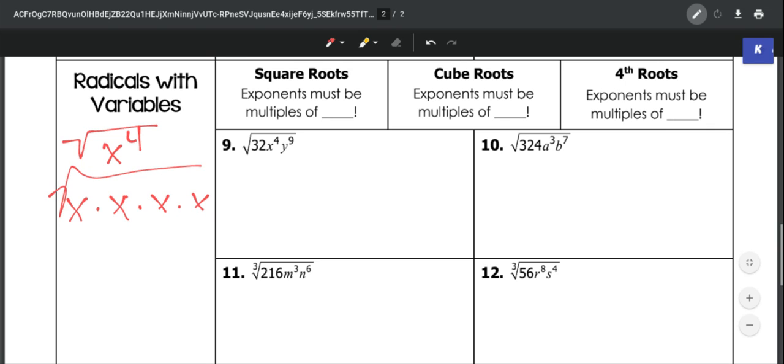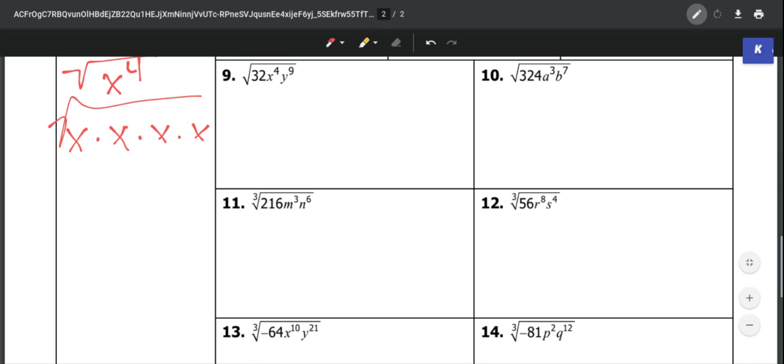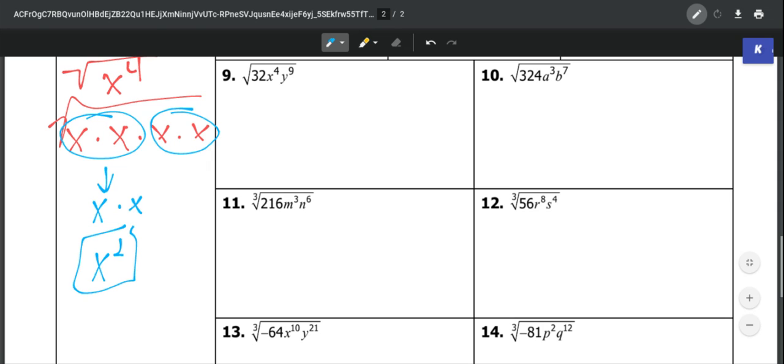The only way that we can take out a square root is to take out these x's as groups of 2. So another way you could say that is, if I'm taking out groups of 2, that's going to leave me with x times x on the outside of my radical, which is x squared. So the square root of x to the fourth would be x squared. So that's a visual representation of that.